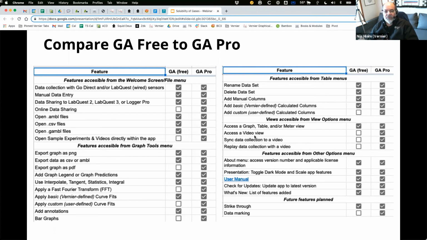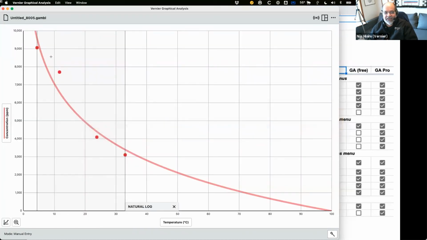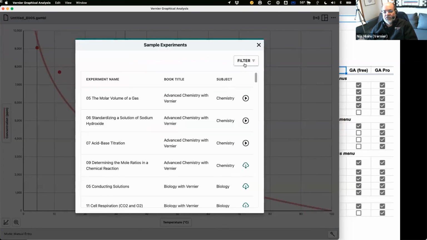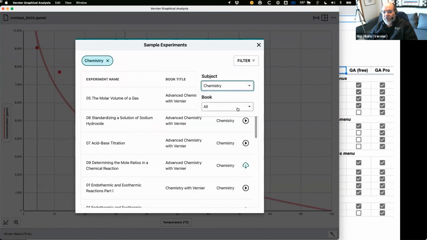But another feature of Graphical Analysis Pro, which is really kind of cool, is that there are some built-in experiments that have videos, and the chemistry ones, Melissa did all of them. If you do a file new and you get this menu and you click on see experiments, you can filter by subject. I'm going to filter by chemistry. You can also filter by which book, so if you have our advanced book or our regular book, you can filter those.